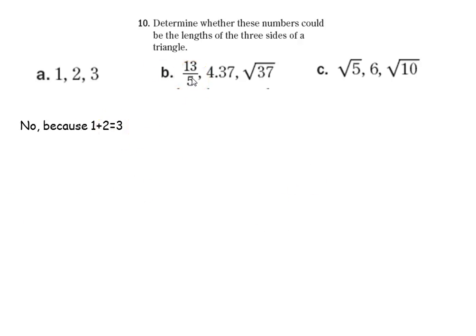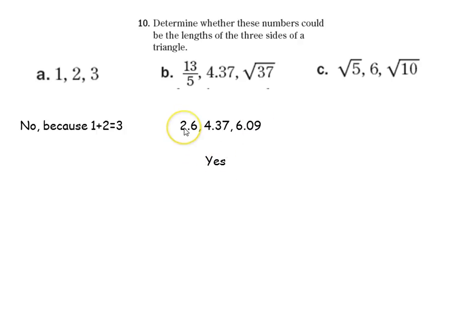B, we have a fraction and a square root. All right, so I'm going to simplify these things, or evaluate them, to see what numbers we're working with here. And these are the numbers we're working with. 13 over 5, which is 2.6. And then 4.37 is 4.37. And then the square root of 37 is 6.09. And I believe I rounded that up to be a little generous with this number here. And we'll find that all of these numbers added together, they do work.